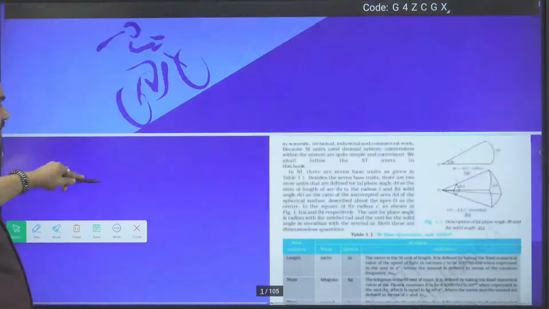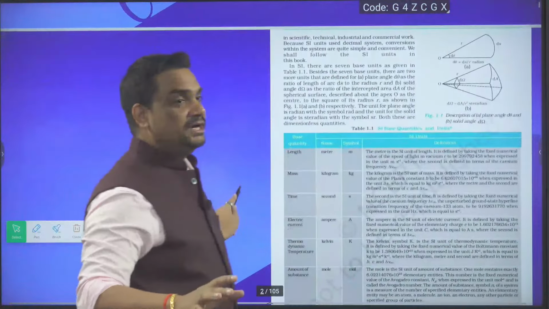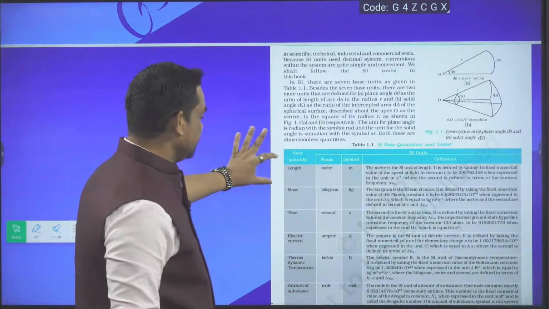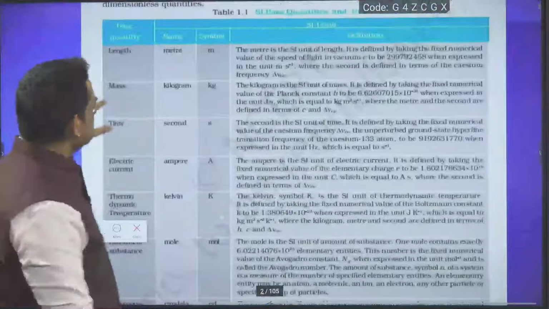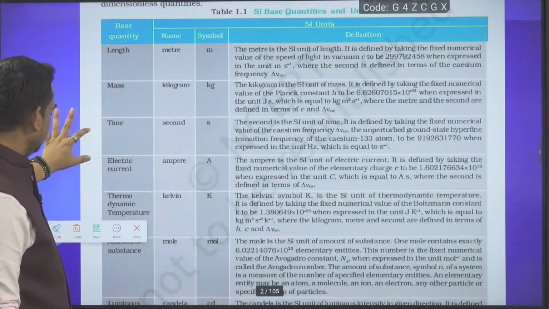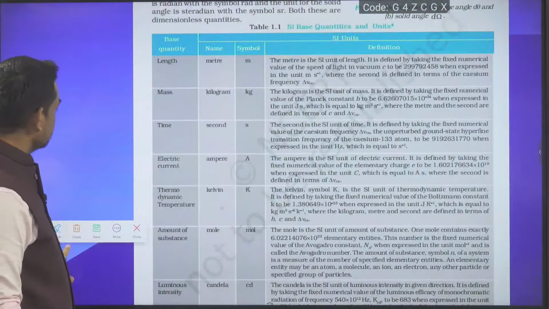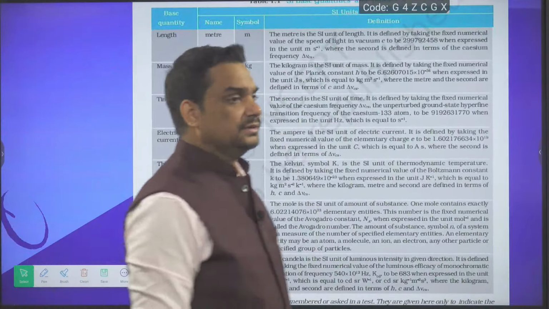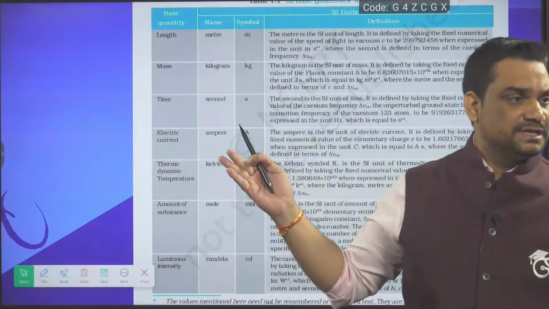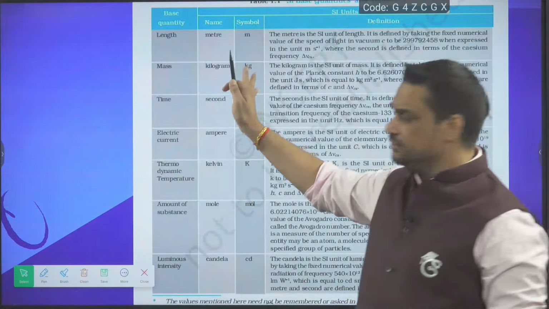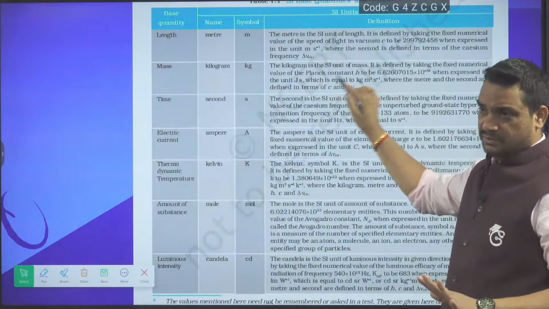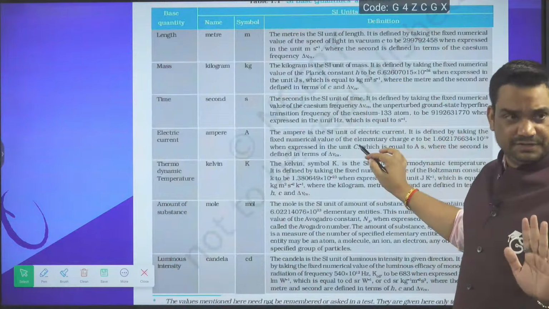So the first thing in this one: the 7 fundamental quantities are known to everyone. I am not going to say what these are. Everyone knows: length, mass, time, electric current, temperature, then amount of substance, and then luminous intensity. Everyone knows these symbols, and this information is not needed.